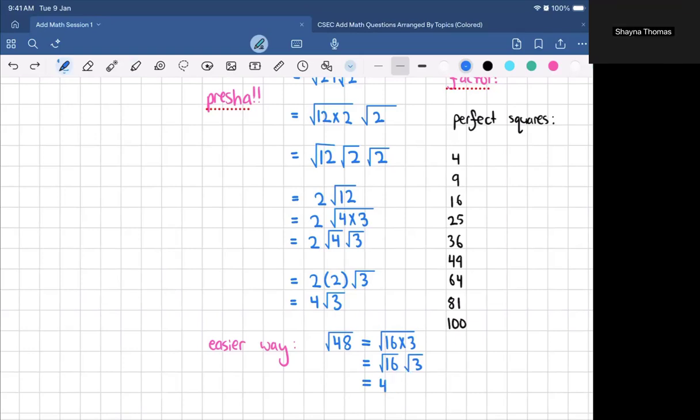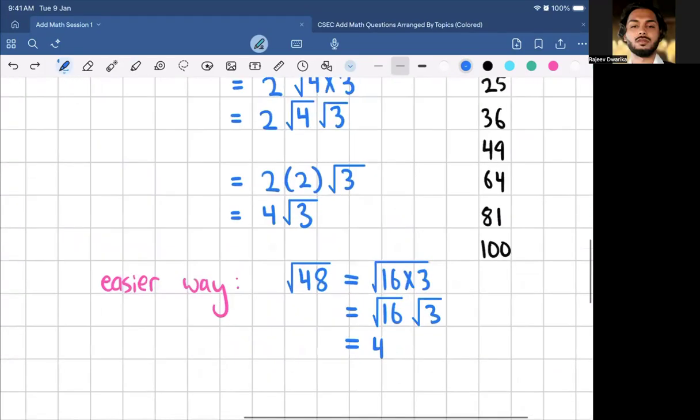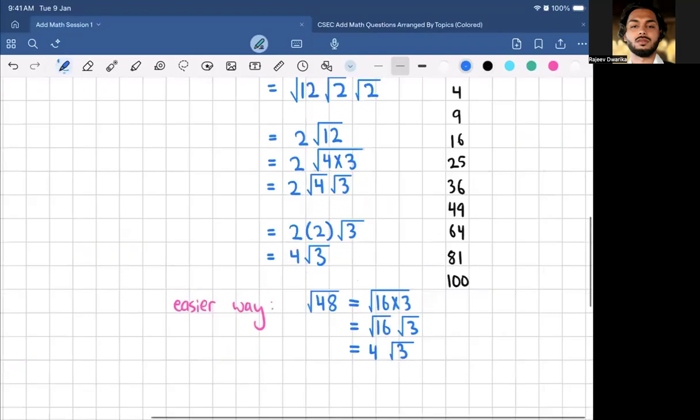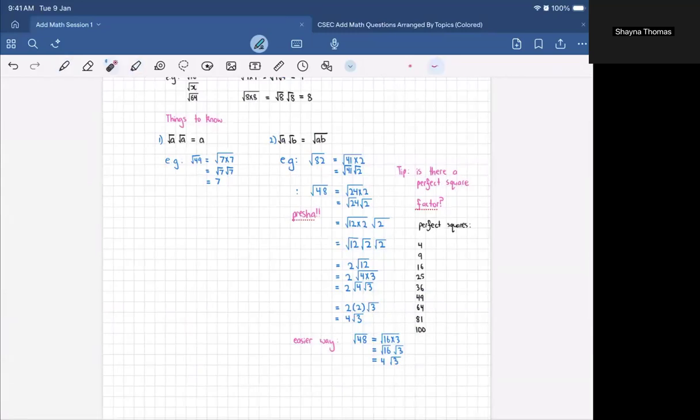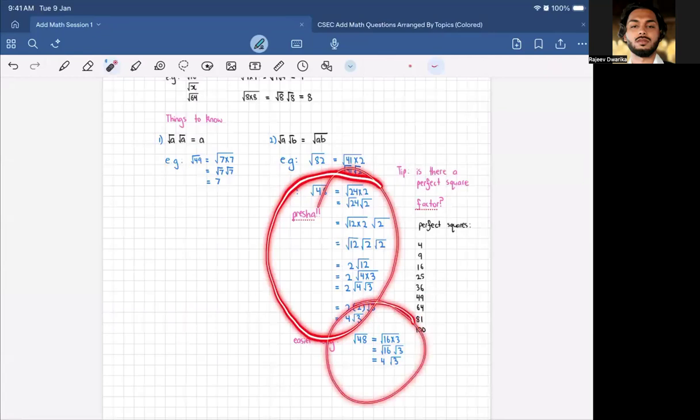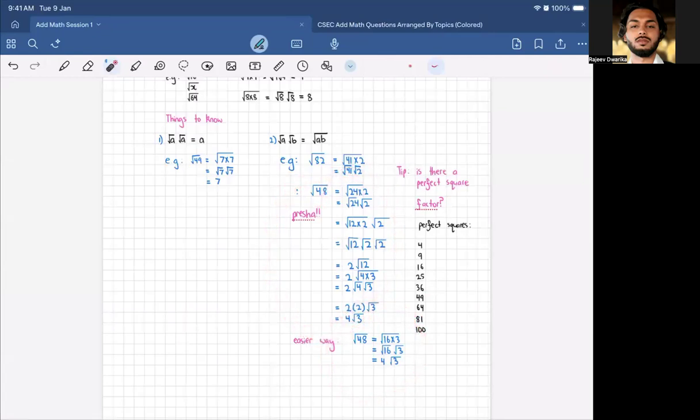Yes, sir. So what would you prefer to do in the exam, numero uno or numero dos? Compare all of this trouble to this. Anytime they ask you to simplify a surd, you're going to be a little strategic about it. You're going to ask yourself, are there any perfect squares that could go into the number? So are there any perfect square factors? That's the proper thing to say.